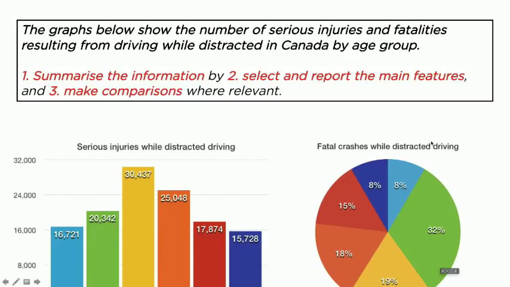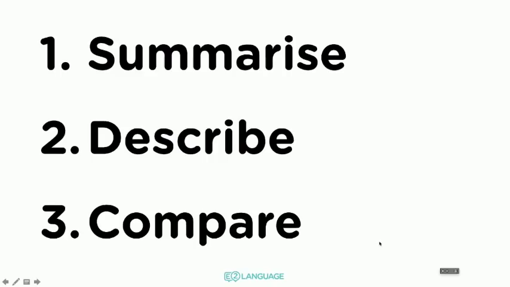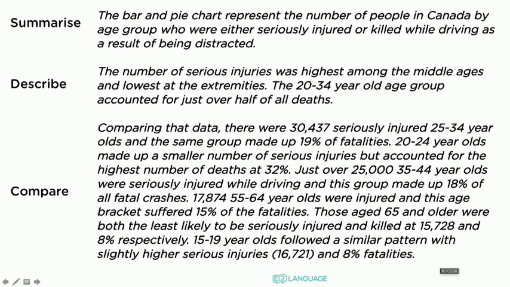Now, what are we supposed to do on test day? Well, the instruction below the task description, or the graph description, really has three parts, or three instructions. It says summarize the information, select and report the main features, and make comparisons. So what you really need to do is use a superstructure which does this. You need to summarize, you need to describe, and you need to compare.